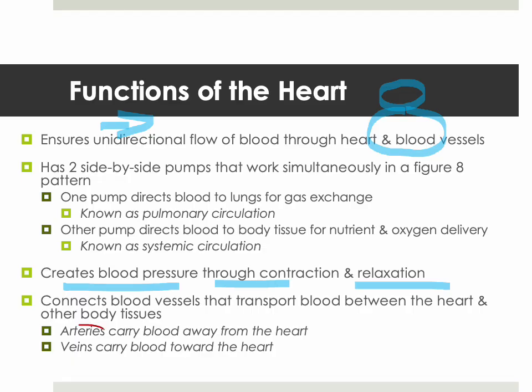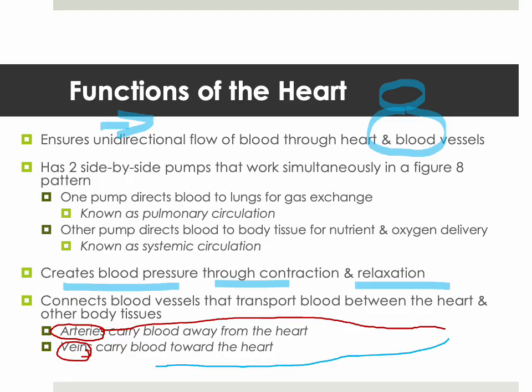As we know, arteries carry oxygenated blood and veins carry deoxygenated blood, right? So the arteries are going to carry blood away from the heart. Veins are going to carry blood towards the heart. Okay?